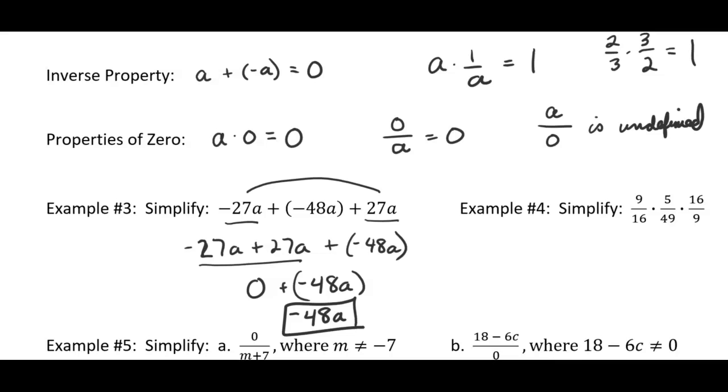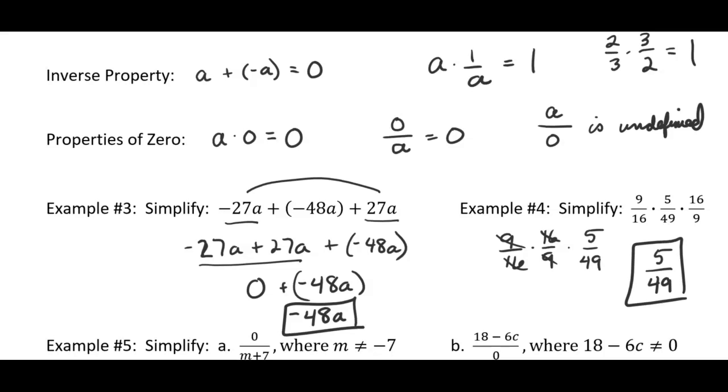Similarly, over here on example 4, we have 9/16 times 16/9. If I use the commutative and associative properties to rearrange the order, and then I have 5/49, the 9 cancels and the 16 cancels, and you just get 1. But 1 times whatever is going to be whatever. So the answer here is going to be 5/49. Sometimes when we see those inverse properties and apply them, it makes the problem easier to do.